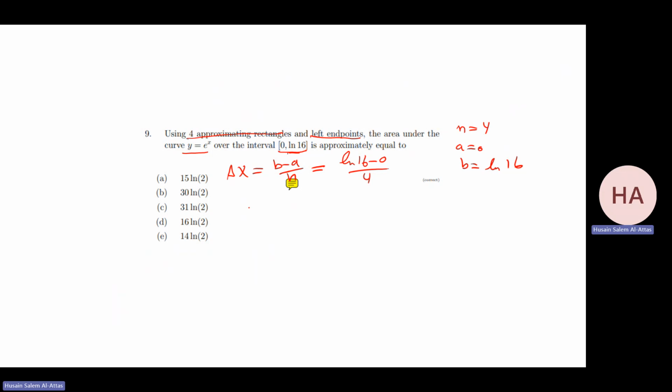Which is what? If you notice, that will be 1 over 4 ln 16, which is ln 16 to the power 1 over 4, which is ln 2. Okay, so that will be delta x. Now I need the left endpoints. So the intervals will be what?